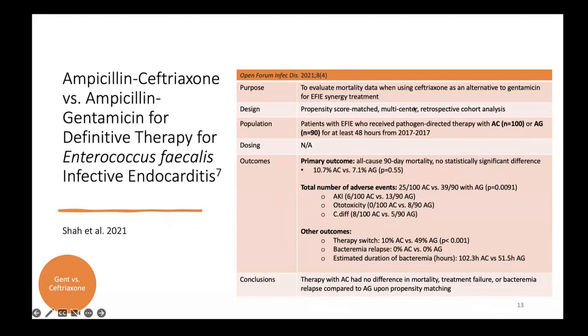Some other outcomes were looking at switches in therapy, bacteremia, relapse, and estimated duration of bacteremia. So there was a much higher amount of patients in the gentamicin group that were switching therapy, which is important to note when looking at outcomes in endocarditis. So this study concluded that therapy with AMP and ceftriaxone had no difference in mortality, treatment failure, or bacteremia relapse when comparing to AMP gentamicin when looking at propensity matching.